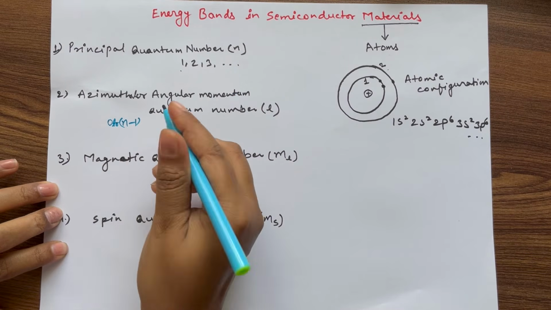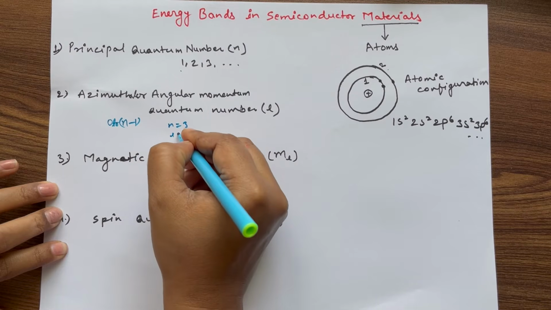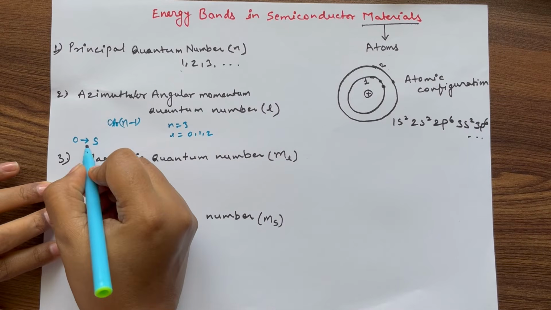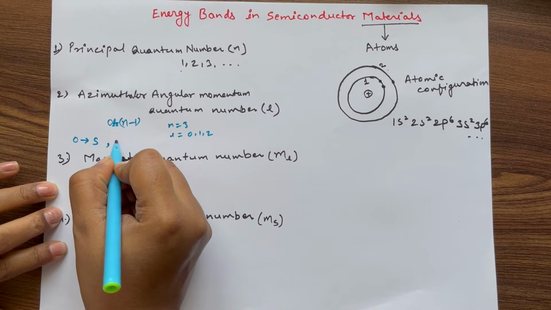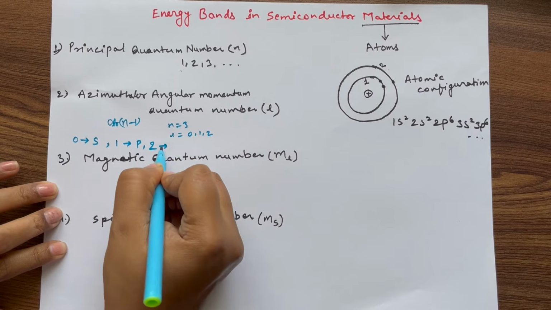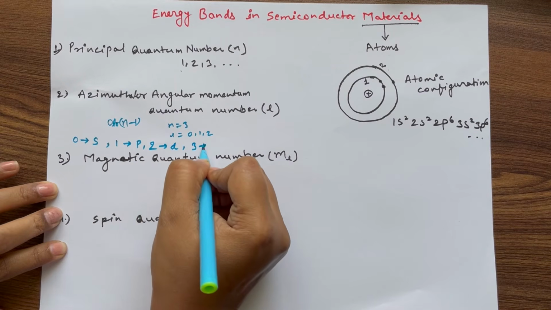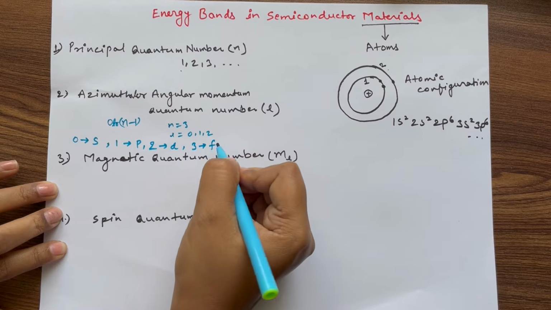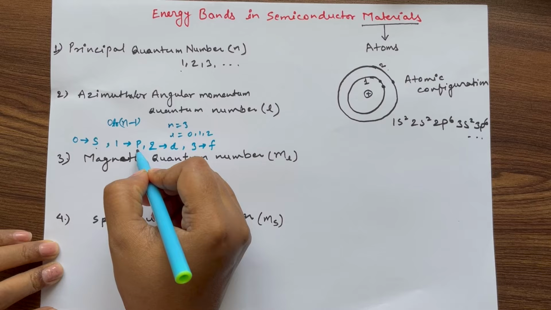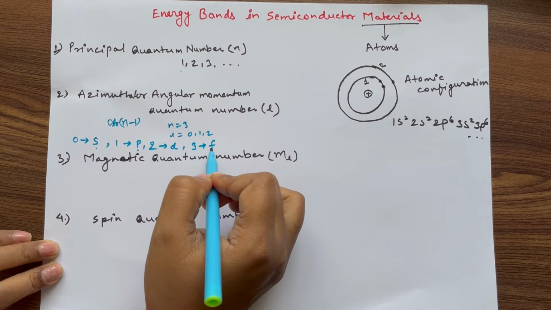For example, if n equals 3, then what will be l? l will be 0, 1 and 2. Here 0 represents the s orbital, 1 represents the p orbital, 2 represents the d orbital and 3 represents the f orbital. The s orbital is spherical in shape, the p orbital is dumbbell shaped, and the d and f orbitals are complex in shape.